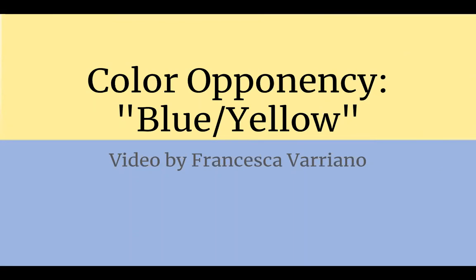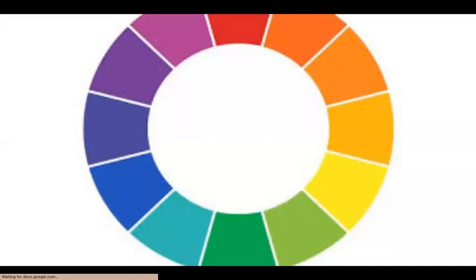Color is sensed by comparing signals from cones with different spectral sensitivities. This video will talk about color opponency, specifically blue-yellow opponency. The blue-yellow opponent system is used to compare short and long wavelength light.